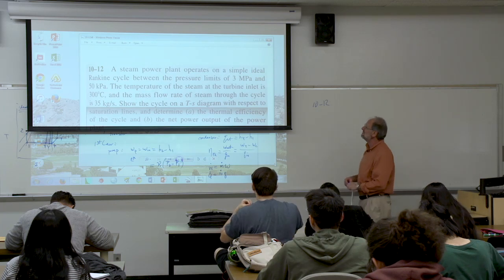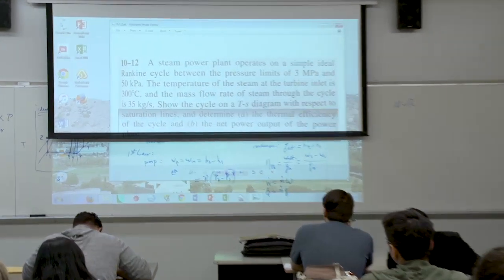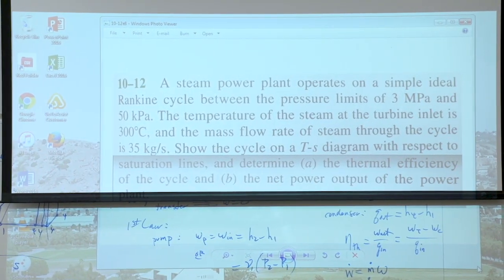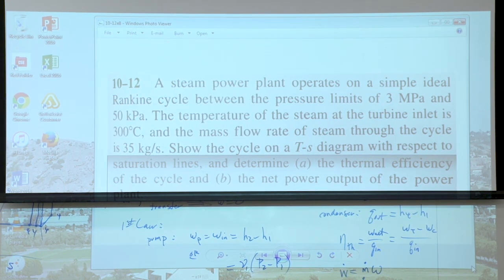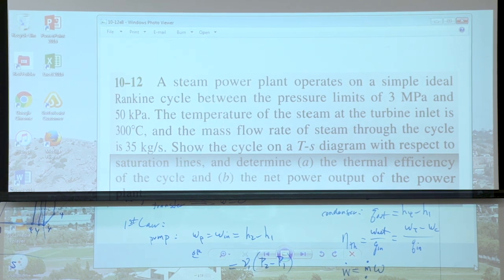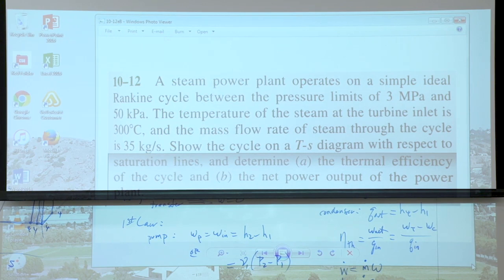Nonetheless, this is problem 10-12. So let me just read it to you briefly. We have a steam power plant that's operating on the simple ideal Rankine cycle between the pressure limits of 3 megapascals and 50 kilopascals. So clearly we're given the maximum and minimum pressures in the cycle. We're given the temperature of the steam at the inlet to the turbine, 300 degrees Celsius. And we know the mass flow rate of the steam through the cycle as 35 kilograms per second. Show this on a TS diagram and determine the thermal efficiency and the net power output.